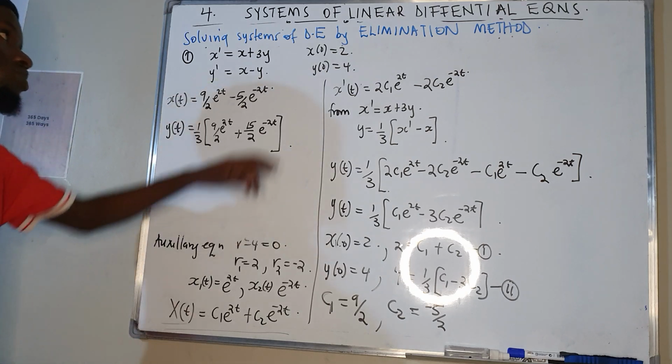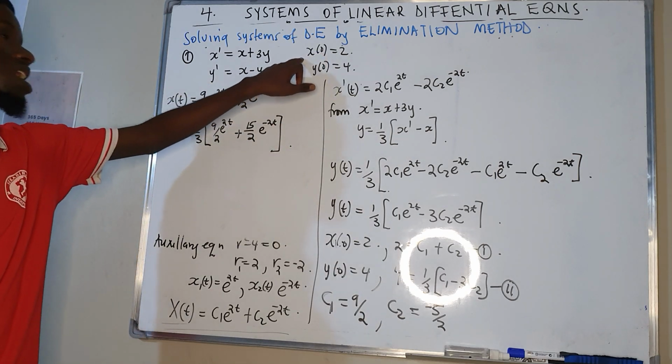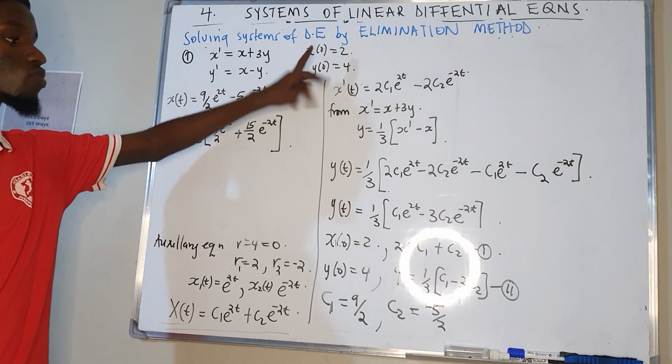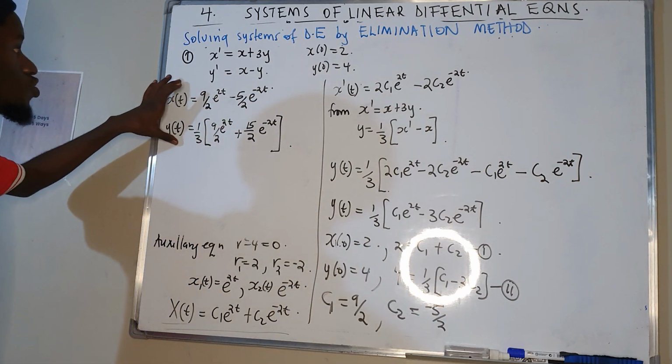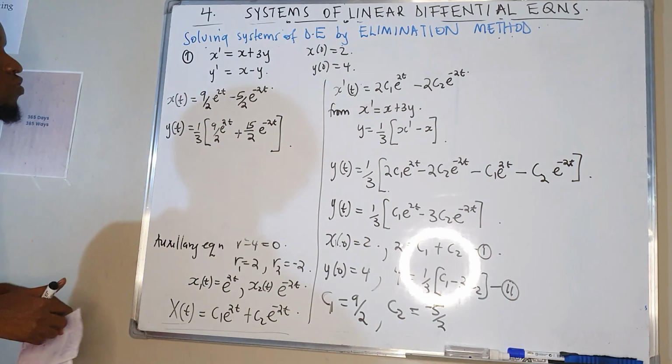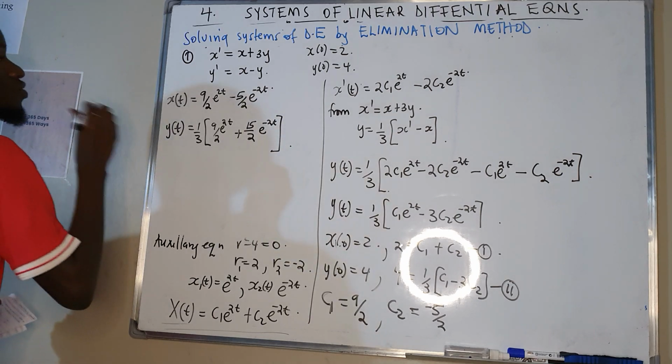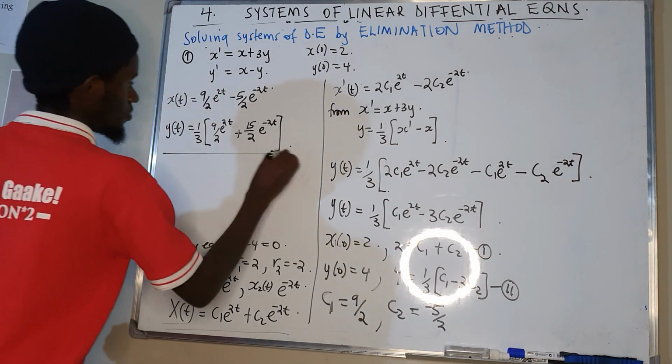Then when given the conditions, x at 0 is 2, therefore they want me to get the C1 and C2. Then after getting the C1 and C2, I just place them back into my equation, and then I will be able to solve the system using the elimination method.